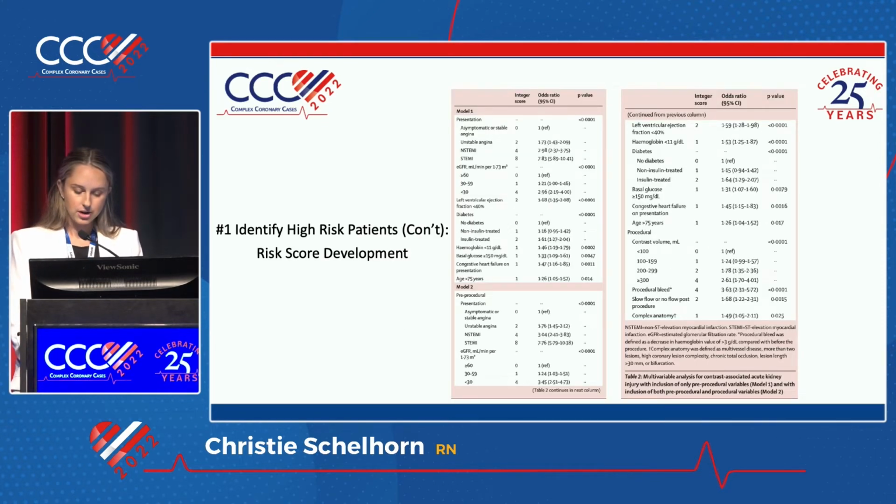And as you can see here, the model on the left includes many of the similarities to the original risk score published in 2004. And each risk factor is assigned an integer score. And then additionally, model two includes those procedural factors as well. So contrast volume, procedural bleed, slow flow, and complex anatomy.